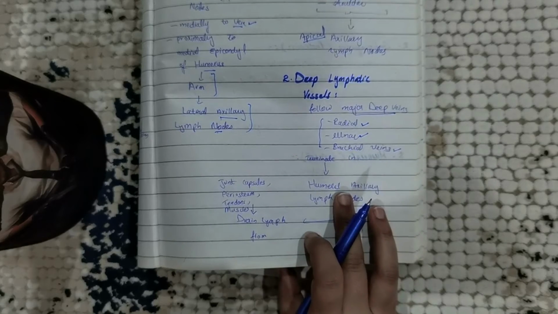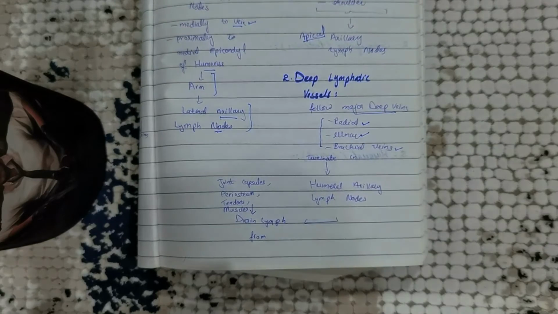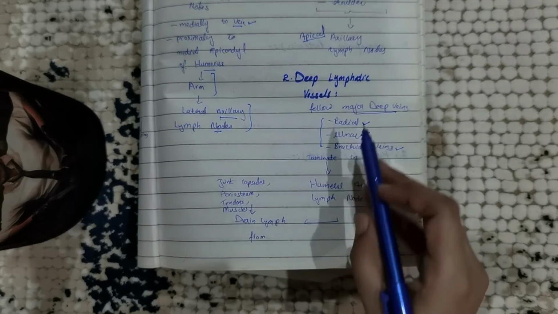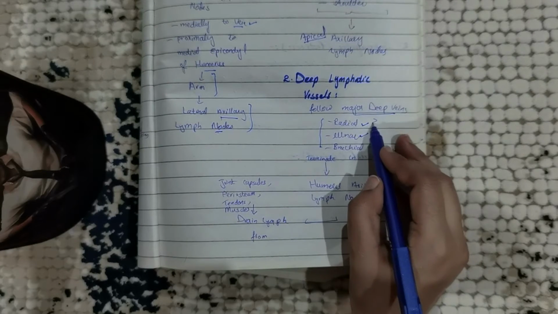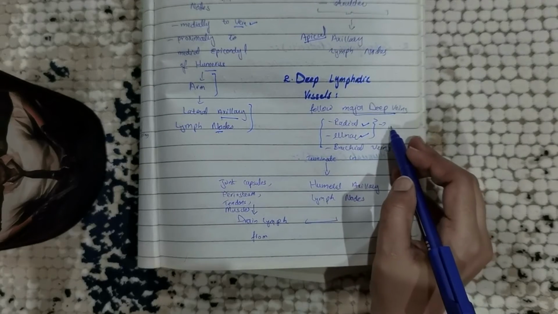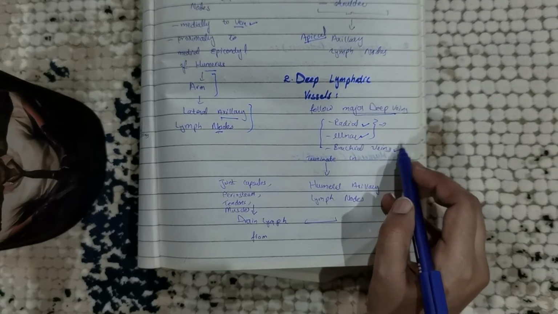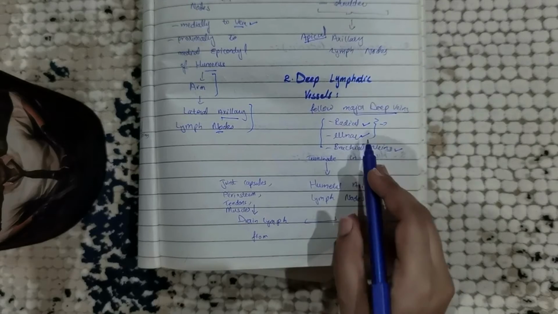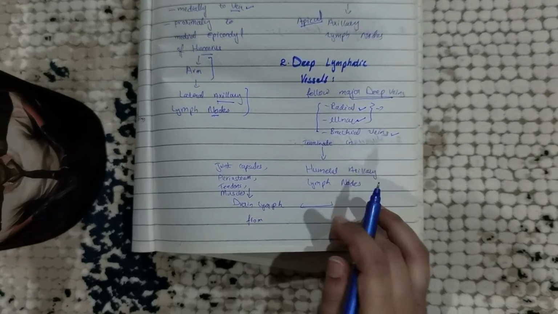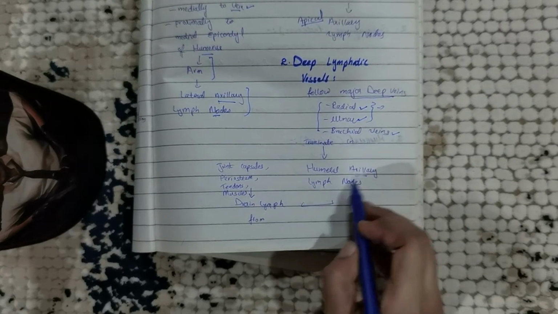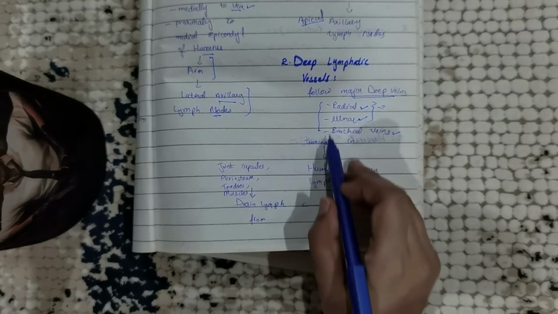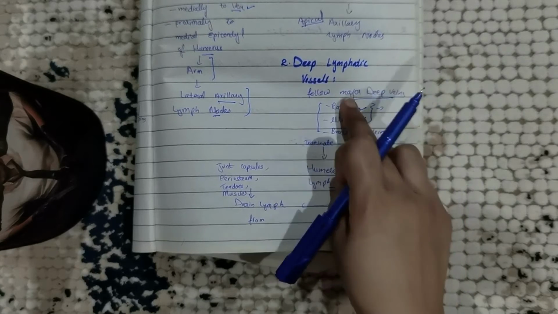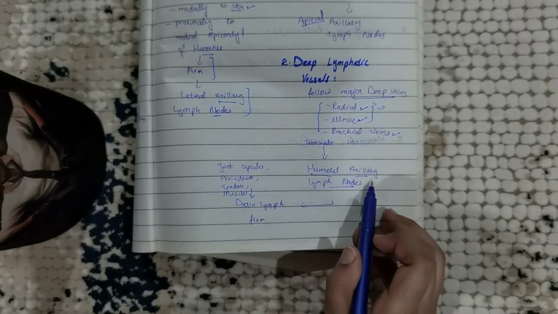If you have not watched those videos, you can watch them within the playlist of the blood vessels of the upper limb. The radial vein and the ulnar vein travel within the forearm, whereas the brachial vein travels within the arm. The lymphatic vessels following these major deep veins travel and terminate in the axillary lymph nodes. The type of axillary lymph node drained by these lymphatic vessels is the humeral axillary lymph node.